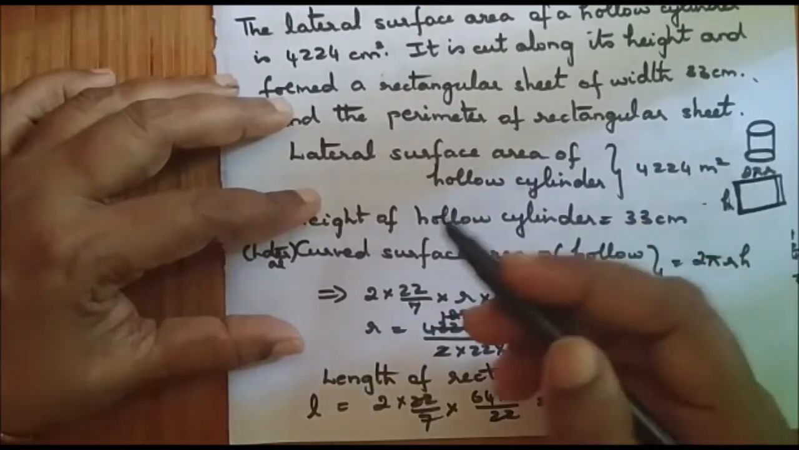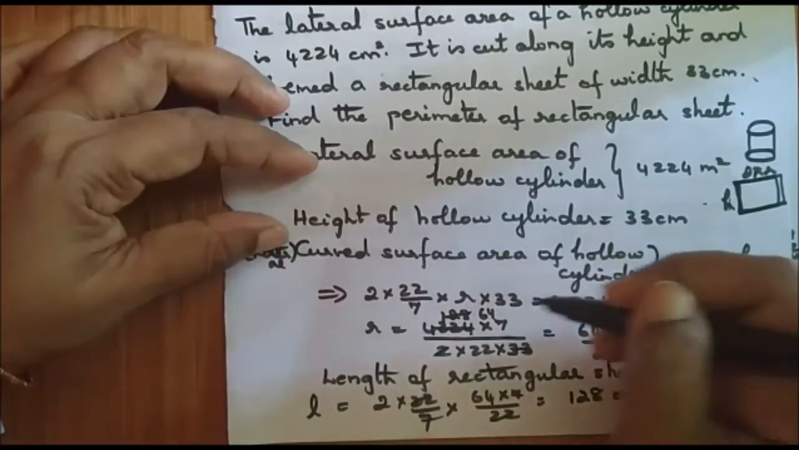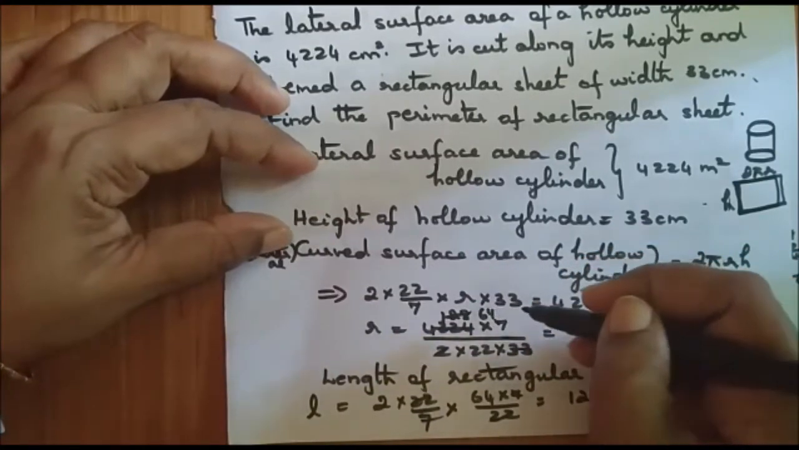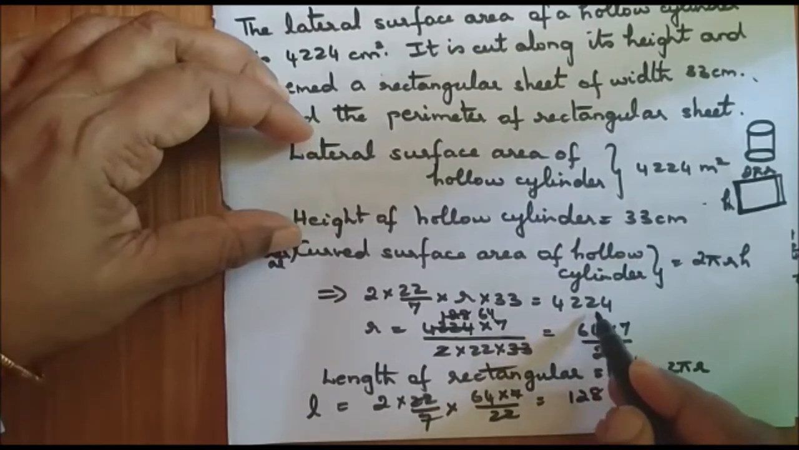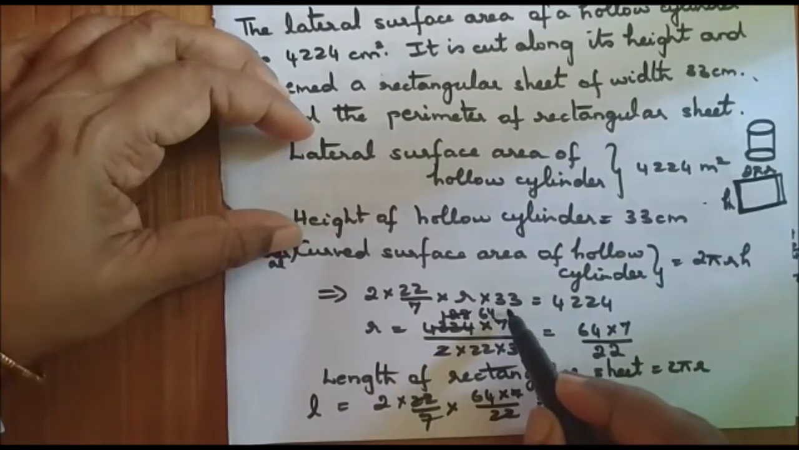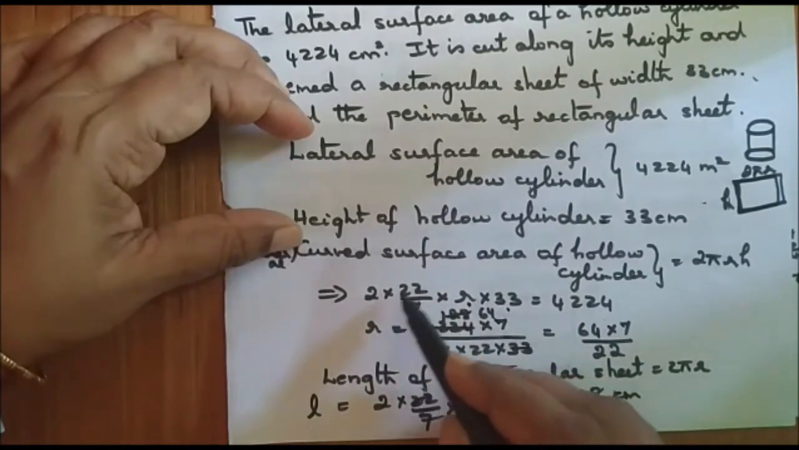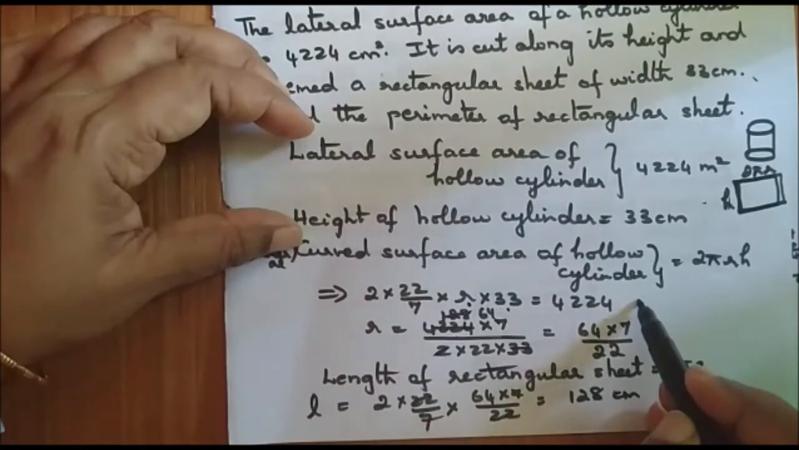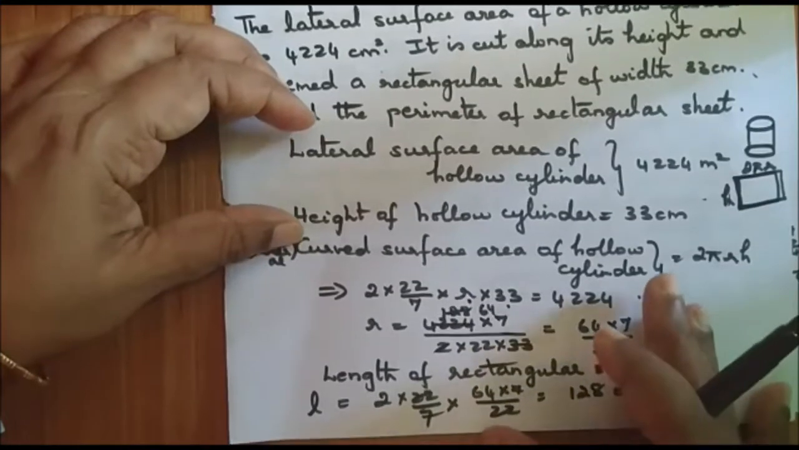2 pi r. We are given that 2 into 22 by 7 into r into 33 is equal to 4224. We know the value of h, we don't know the value of r. So we'll keep r here. We'll take all the other quantities to the other side and reduce it into the form. We get 64 into 7 by 22.